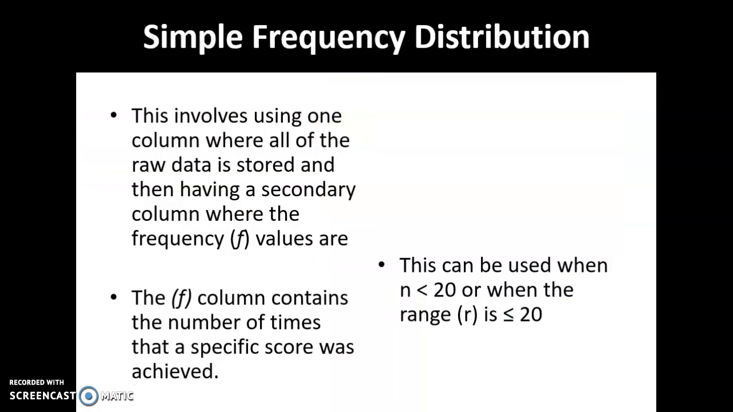Simple frequency distribution. This involves using one column where all of the raw data is stored, and then having a second column where the frequency values are. The frequency column contains the number of times that a specific score was achieved. This can be used when the number of values is greater than 20 or when the range is above or equal to 20 as well.